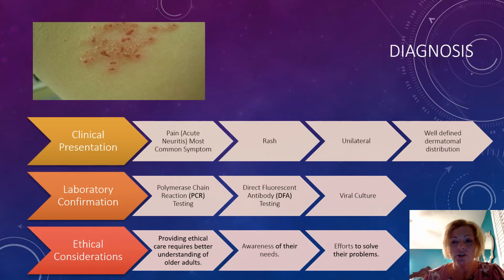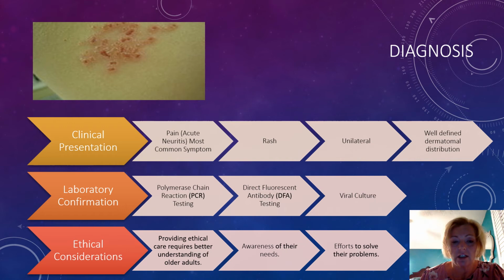So how do we diagnose herpes zoster? The diagnosis of herpes zoster is usually based solely on the clinical presentation of the patient. We have a unilateral rash, usually painful vascular eruptions, with a well-defined dermatomal distribution that rarely crosses over the midline. If we cannot diagnose on clinical presentation alone, then we will move on to laboratory confirmation with polymerase chain reaction testing, direct fluorescent antibody testing, or viral cultures.